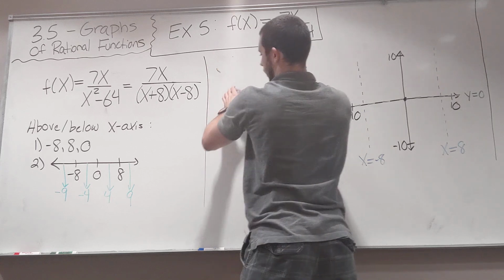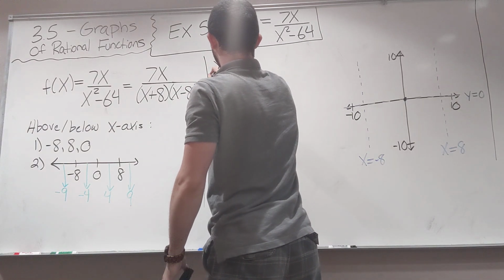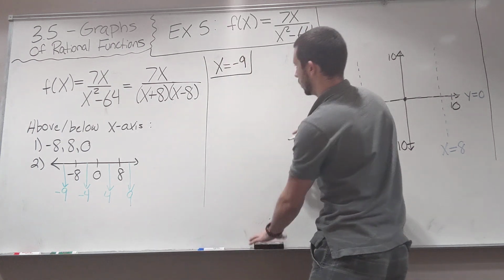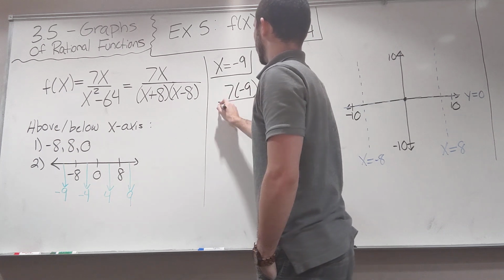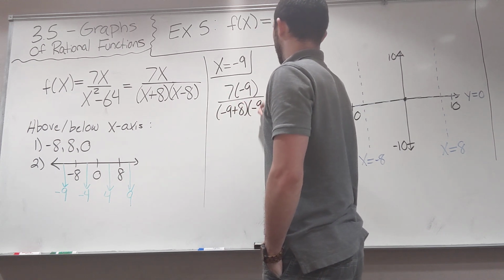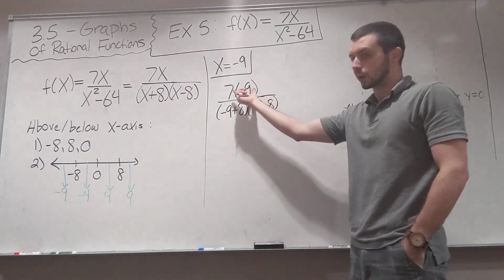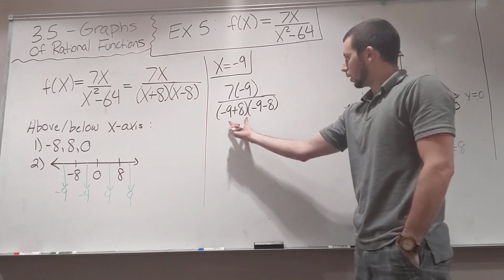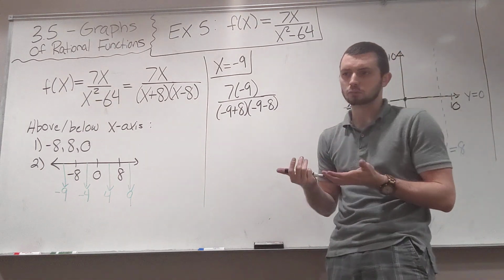So whenever you plug in x is equal to -9, you get 7 times -9 divided by -9 plus 8, -9 minus 8. And so it seems like you get a negative number in the numerator, and a negative and a negative in the denominator. So that's the way I try to look at this.